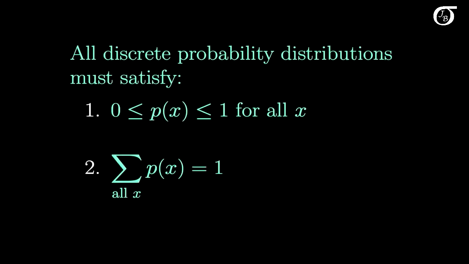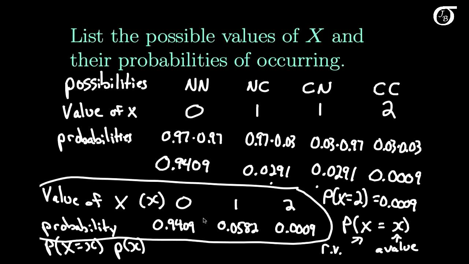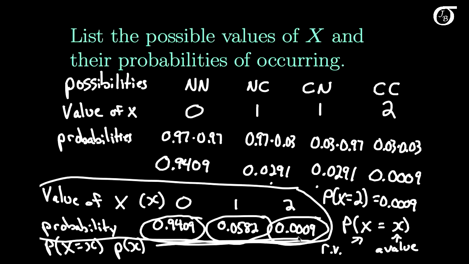We know that all discrete probability distributions must satisfy these conditions. Little p of x represents a probability, and probabilities have to lie between 0 and 1. So p of x is between 0 and 1 for all x. And we are listing all possible values of x and their probabilities of occurring. So if we sum up the probabilities of all possible values of x, we're going to have to get 1. And if we go back to our discrete probability distribution here, we would see that the probabilities do in fact all lie between 0 and 1. And if we added them up, we would see that they sum to 1.